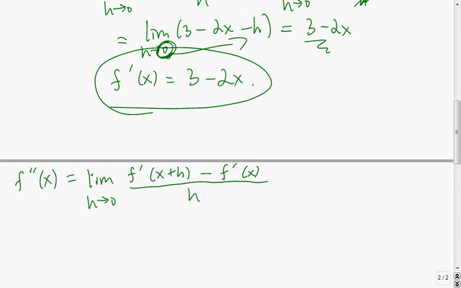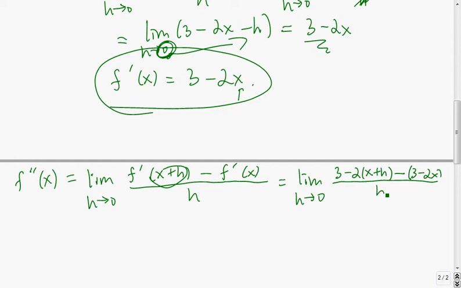So now we have the limit as h goes to 0. Here we take this x plus h and plug it into the x in our f prime of x. So it's 3 minus 2 times the quantity x plus h. Then minus f prime of x, so minus the quantity 3 minus 2x, all divided by h.